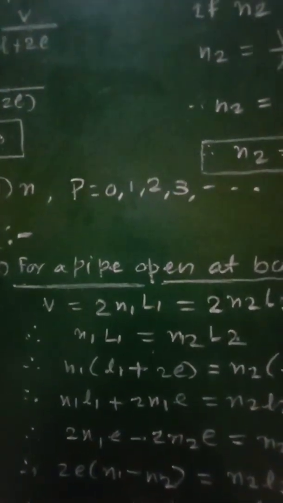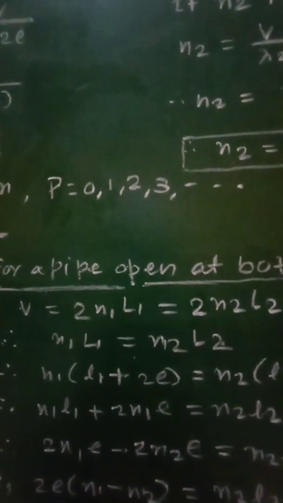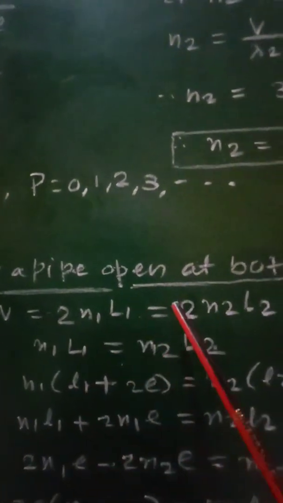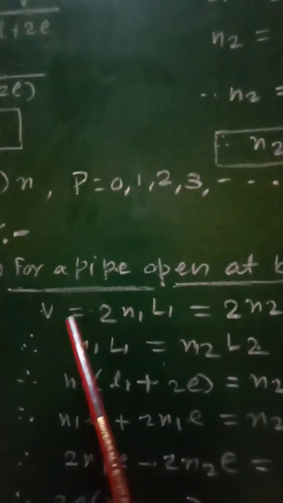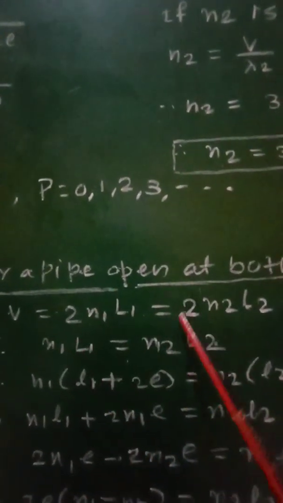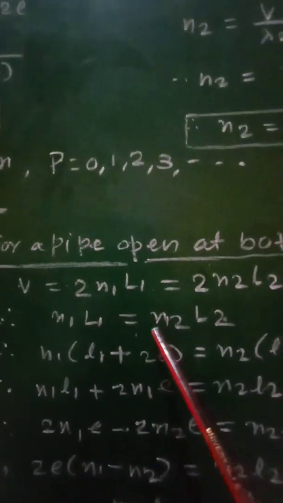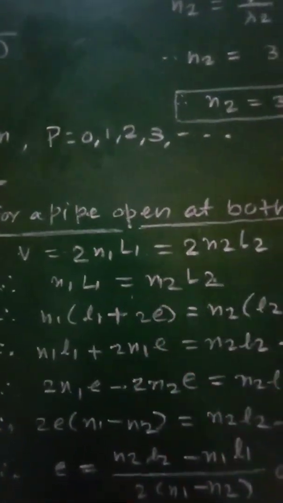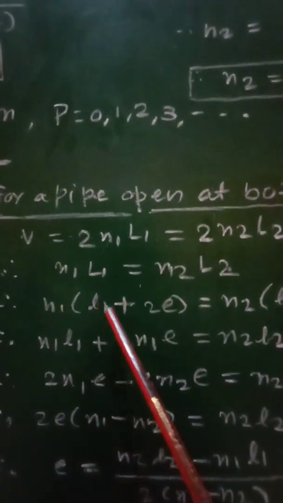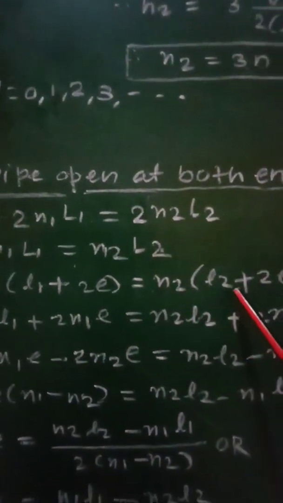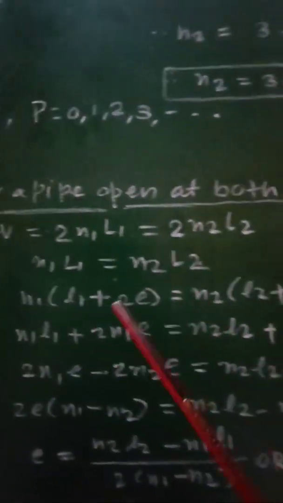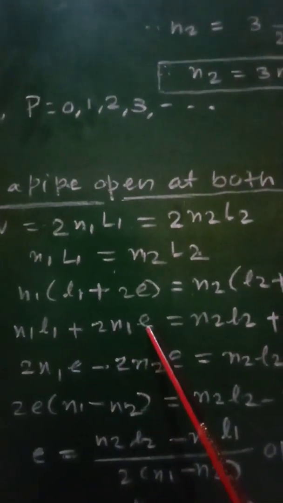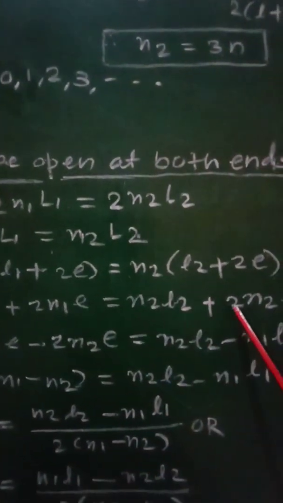Again, the fundamental frequency is given as n is equal to phi by 2l, and therefore phi will be equal to 2n1l1 equal to 2n2l2 as velocity is constant. Again, cancelling, we will get n1l1 equal to n2l2. Then putting the values of end correction, we will get n1 into l1 plus 2e equal to n2 into l2 plus 2e. Therefore, multiplying by n1 and n2, we will get n1l1 plus 2n1e equal to n2l2 plus 2n2e.